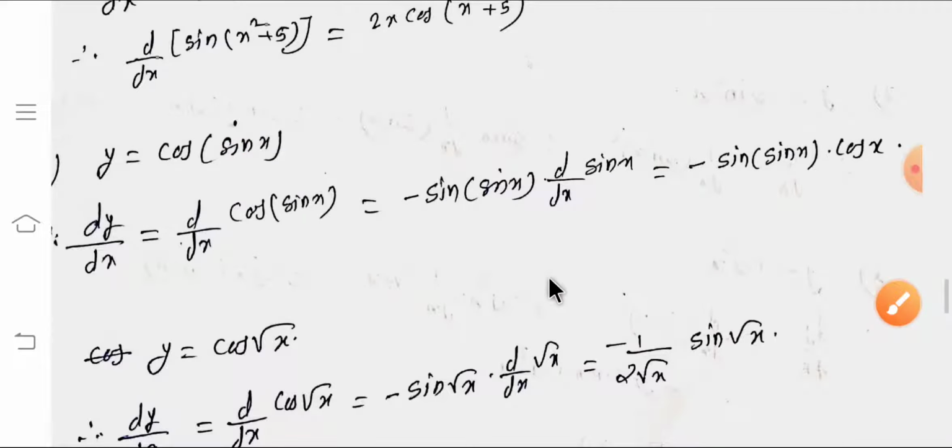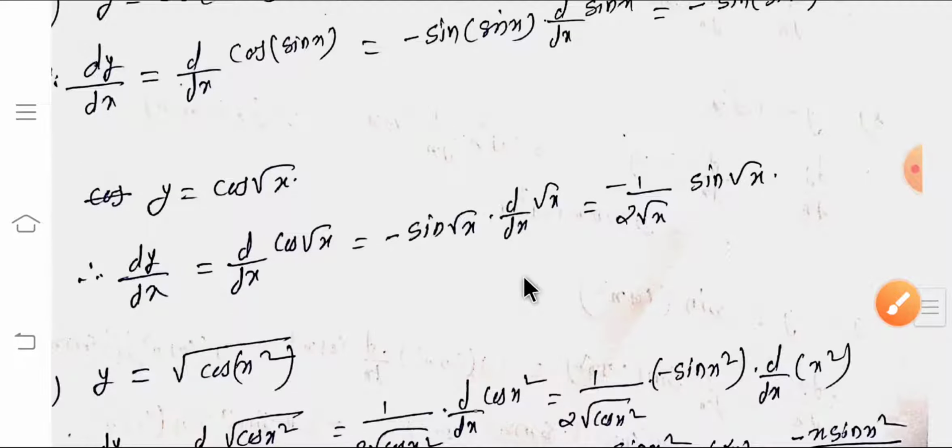The next example is if y equal to cos root x, then find dy by dx. What becomes dy by dx? Here differentiating the given function with respect to x, we have dy by dx equal to d by dx of cos root x. What is the derivative of cos x? That is minus sin root x, we write. Again the derivative of root x is 1 by 2 root x. So therefore the solution is minus 1 by 2 root x sin root x.